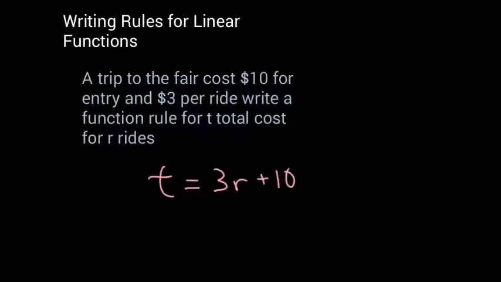So there's no variable with that because it's just a one-time fee. You know exactly how much it costs to get in. And then the number of rides depends on how many you actually go and ride. So it would be t equals 3r plus 10.